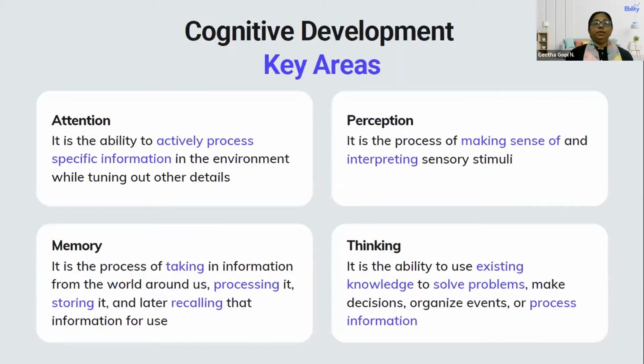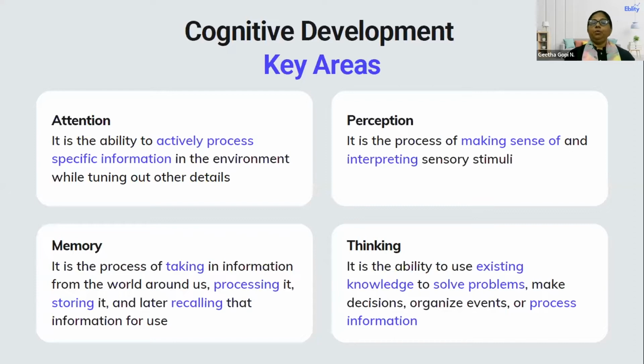One is attention. And what is attention? It is the ability of people to actively process certain specific kinds of information in the environment while tuning out the other details. To give an example, if you're driving on the road, there's a considerable amount of distraction. There are a lot of other vehicles, traffic signals to follow, road signs, plenty of pedestrians, shopping areas, shops and buildings and such things. So there's plenty of visual and auditory stimuli that you're bombarded with when you're driving.